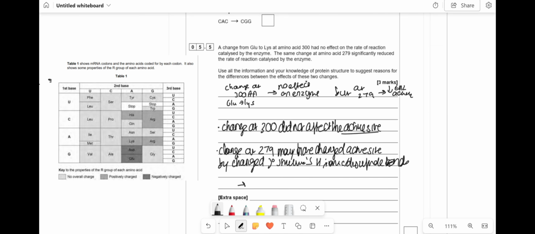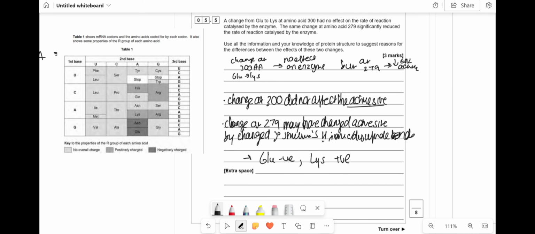And then why is this change doing that? We need to look at the table. If you look at GLU, wherever it is, GLU is negatively charged, whereas LYS is positive. So that's probably how it's changed. It's probably changed your ionic bonds.